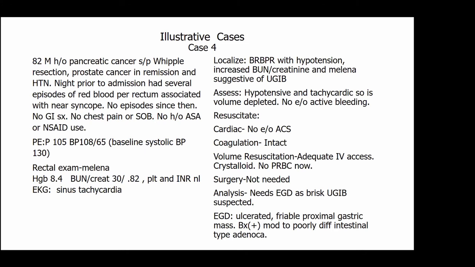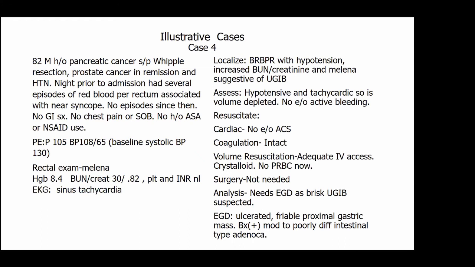On physical examination, his pulse is 105, his blood pressure is 108/65, and his baseline systolic blood pressure is around 130. On rectal examination, he has melena. His hemoglobin is 8.4. His BUN is 30, creatinine 0.82, platelet and INR are normal. His EKG shows a sinus tachycardia.